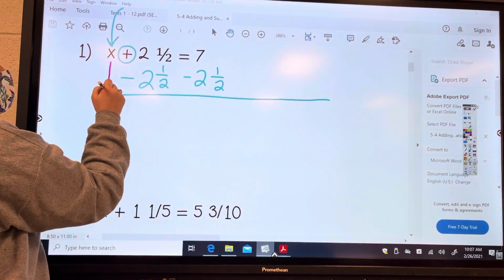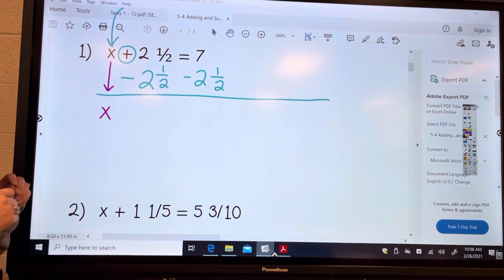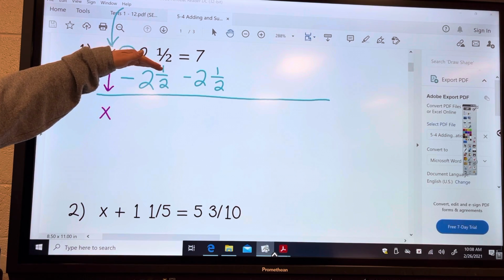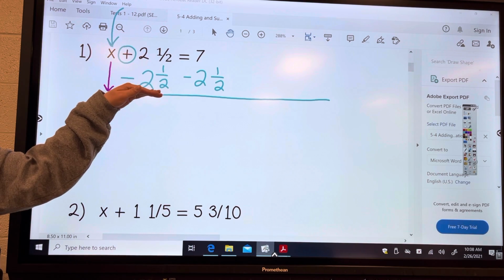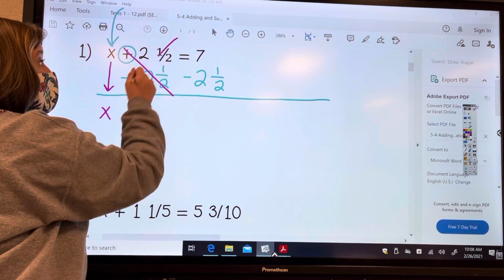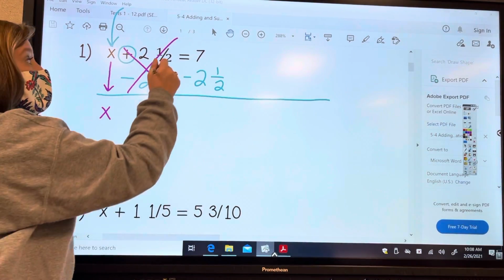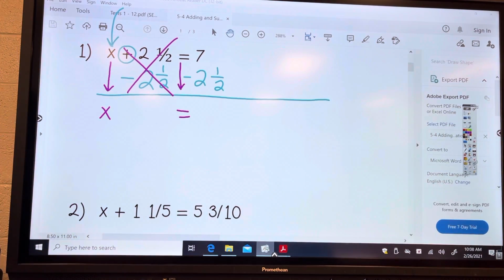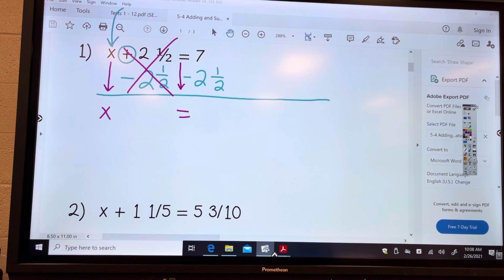We did nothing with the x, so we can bring it down, okay? Because we did nothing with that one. If we have plus 2.5, and then we take away 2.5, how much do we have? Nothing. So that cancels out. I can bring down my equal sign. Now I need to subtract 7 minus 2.5. Have we done that before? Yeah, we've done a problem like that before, okay?